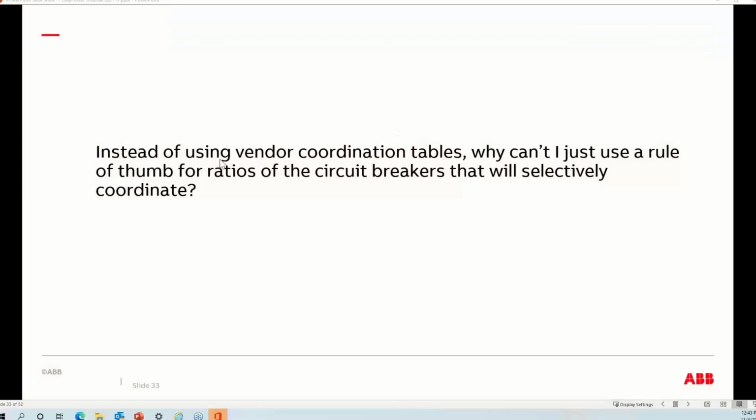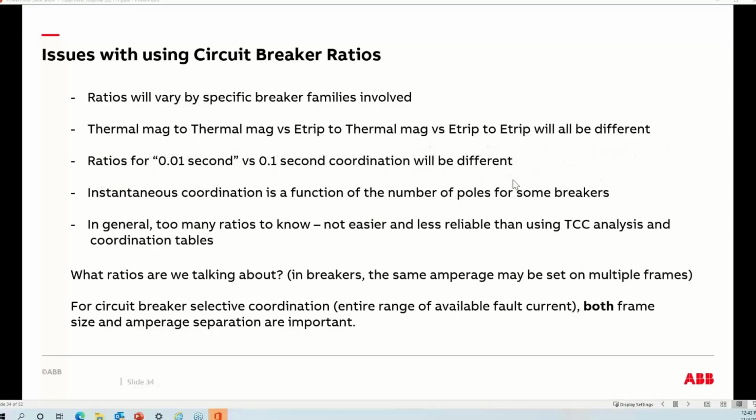Okay, so here's the common question: instead of using vendor coordination tables, why can't I just use a rule of thumb for ratios of circuit breakers that will selectively coordinate? Well, let's talk about that. First of all, if such tables exist, my comments here are not meant to dissuade you. I'm not aware in the NEMA market that such official documents exist. I did find one for the IEC market that referenced ratios. So please accept these comments as my perspective on at least why ABB hasn't done this yet.